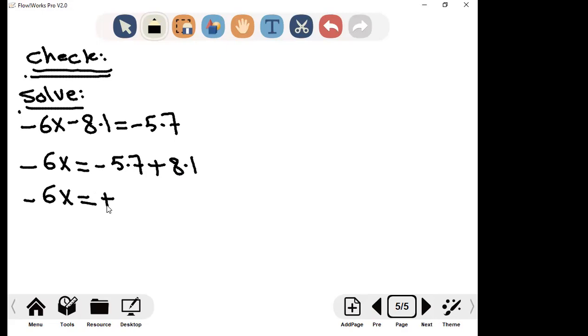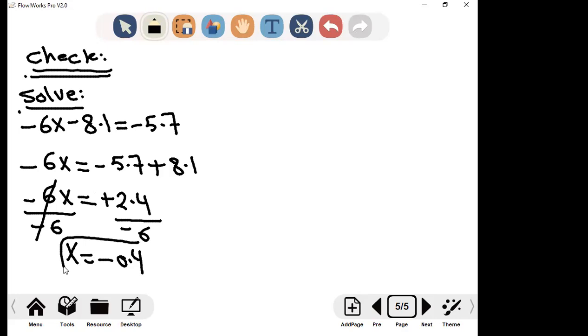Different signs we subtract, right? 8.1 minus 5.7 is 2.4. Now divide both sides by -6. So x will be positive divided by negative, different signs, right? 2.4 divided by 6 is 0.4. This is the check. Copy it, please.